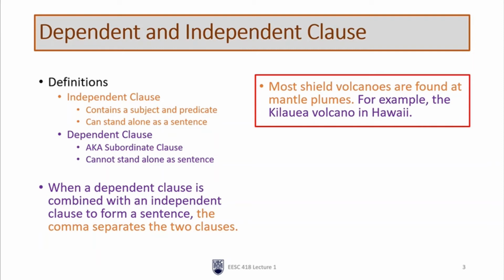I'm showing a sentence on the right with an independent clause, also shown as orange, just like the definition. Most shield volcanoes are found at mantle plumes. So this has a subject, which is most shield volcanoes, and a predicate, which is are found at mantle plumes. So this is an independent clause. It can stand as its own sentence.